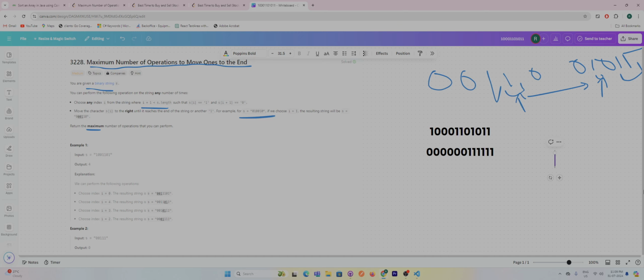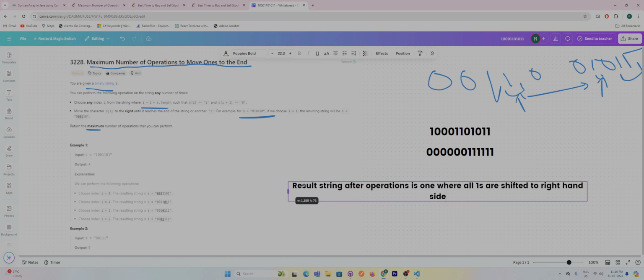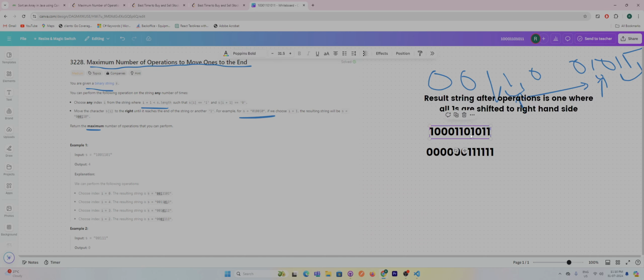The result string after operations is one where all ones are shifted to the right hand side. Easy so far, I hope you guys understand. This is the result. Now when I'm getting this, I have to go to this. Try to understand that every one that is not the rightmost one needs to take a journey going to the right hand side. So which one is this one? If I mark this one as red, which one do you think this red is out of all these ones when it's gone? Obviously this one.